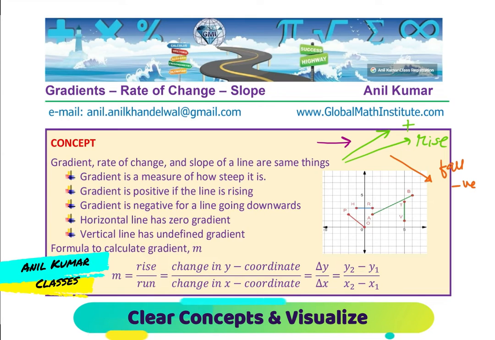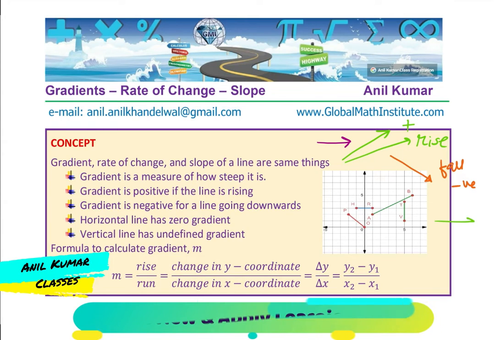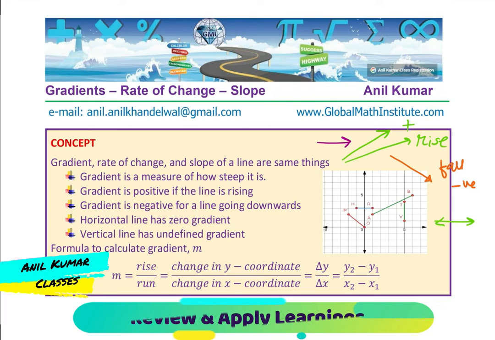And of course, if a horizontal line is being considered, it is clear that it is neither rising nor falling. You get the idea. So what should be the value of the gradient? Think about it. It is neither positive nor negative. Makes sense, right? Okay. So let's review this concept.